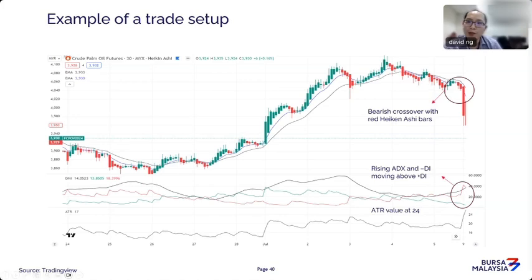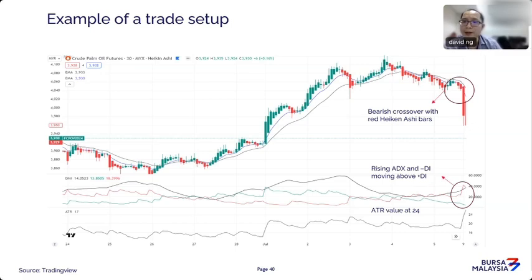Putting all that into perspective, how do we do a trade setup? It's simple. The first thing is to identify the color of the Heiken Ashi candles, coupled with the moving average crossover. If we have red Heiken Ashi bars, the bars are very wide, and you have a bearish crossover in the moving averages, this is a good signal for you to take a short position. You do notice that the crossovers on the DMI are very similar, giving you similar signals to the moving average crossovers. So in a sense, it's quite overlapping.